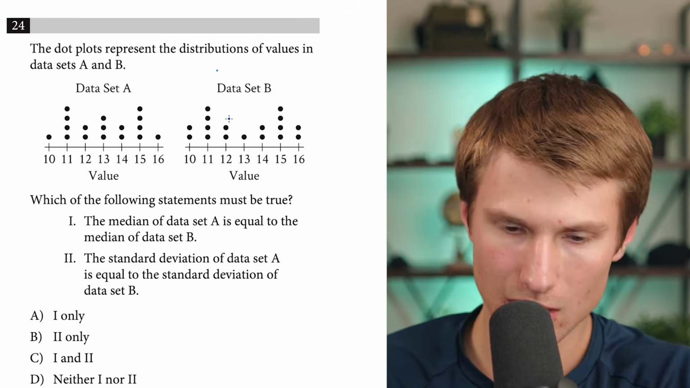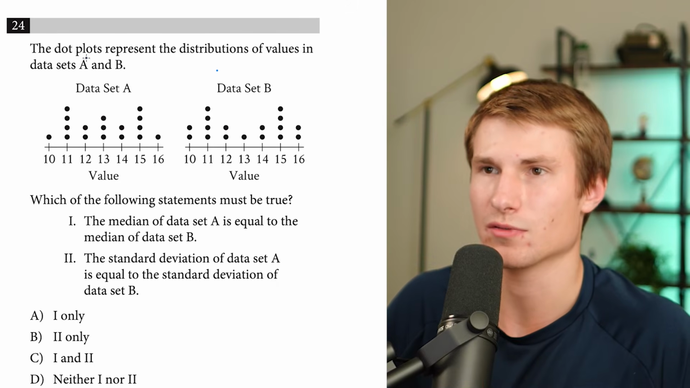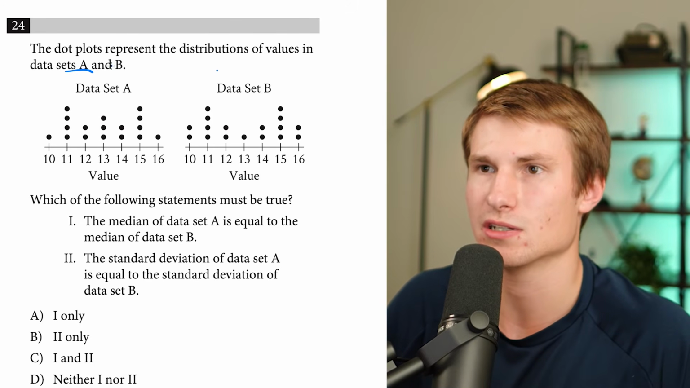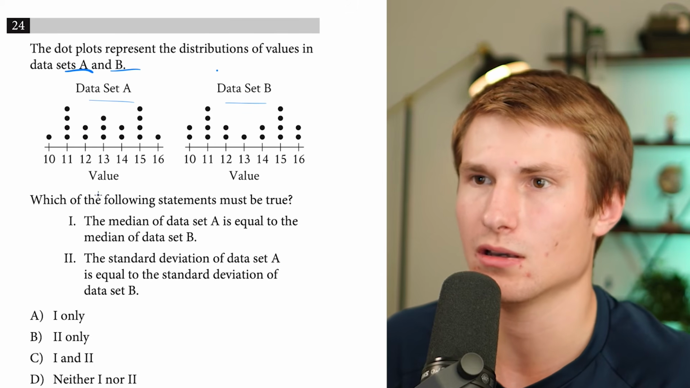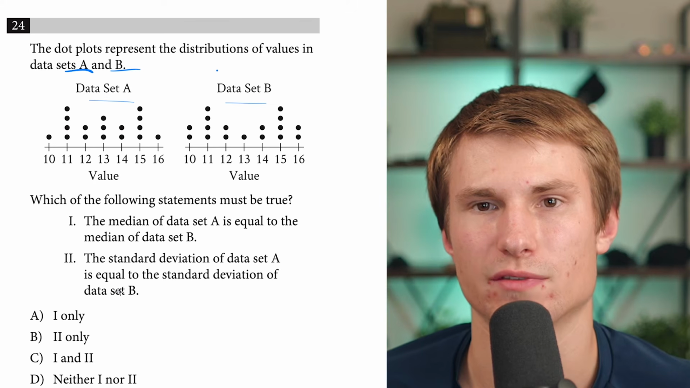All right, so we've got: which of the following statements must be true? Let me start from the beginning. The dot plots represent the distributions of values in data sets A and B. Data set A, data set B. Which of the following statements must be true? The median of data set A is equal to the median of data set B. Standard deviation of data set A is equal to standard deviation of data set B.